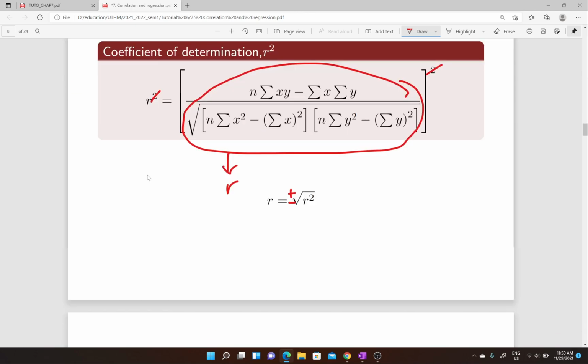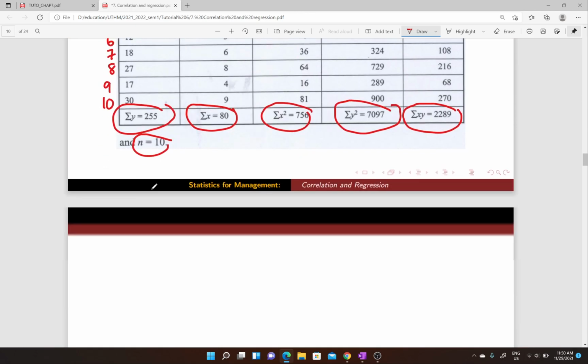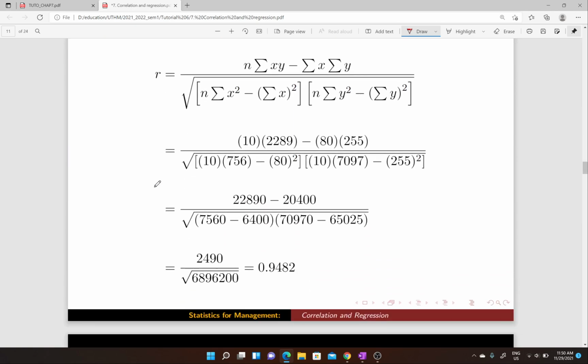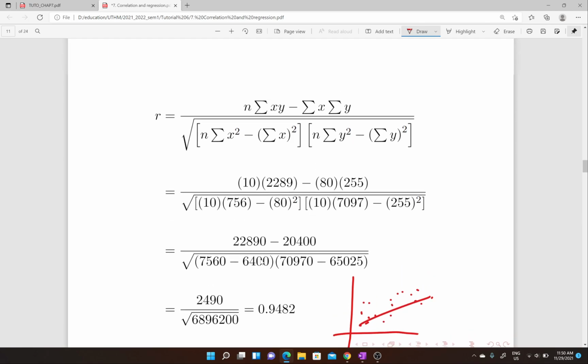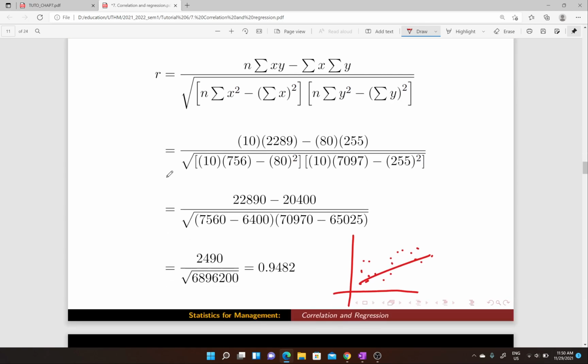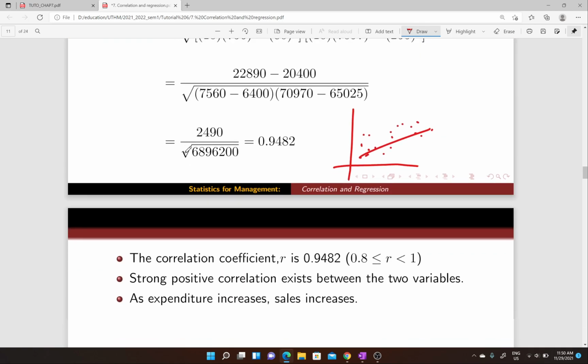Okay. So if you put inside the formula and you compute, you will get r 0.9482. Of course, if you plot this, your scattered data will go up. Okay, your scattered data will go up. That's why I put a positive here, otherwise I will put a negative. I leave it to you as an exercise. You can try later. Later I will go through the tutorial and explain to you a little bit on that.